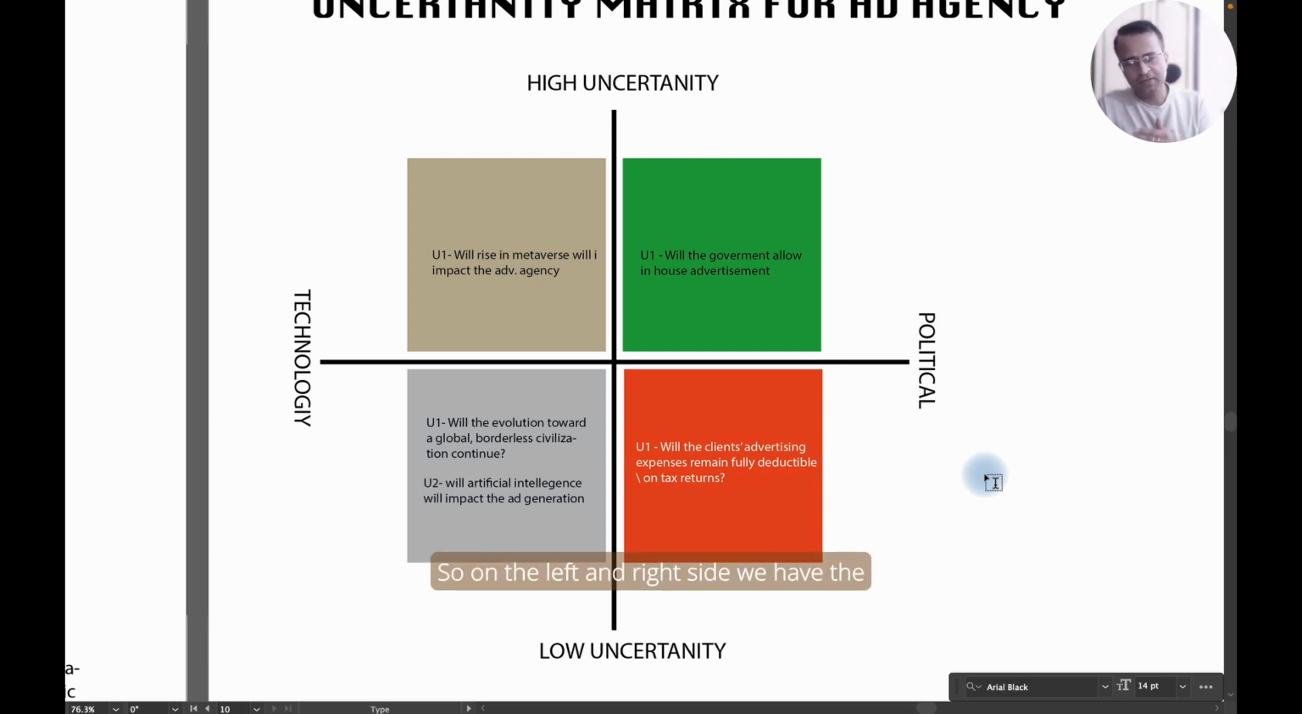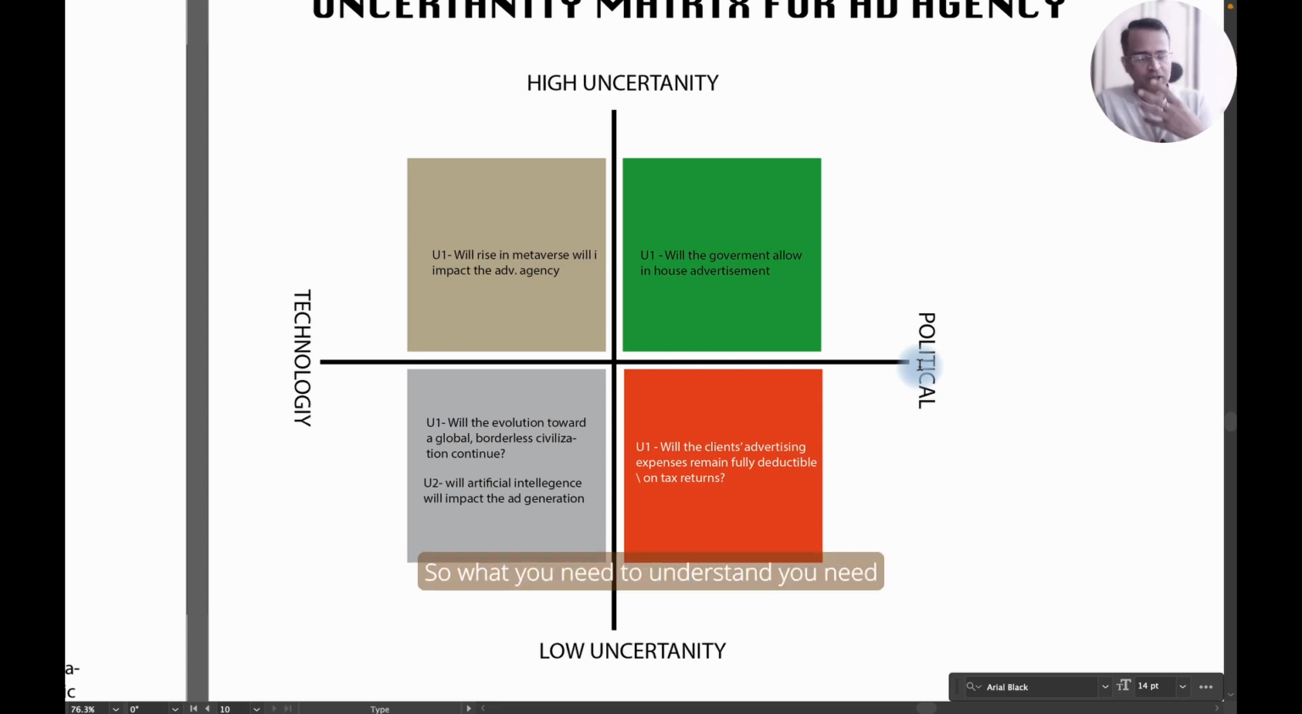On the left and right side, we have the factors that are responsible for the uncertainty, and on top and the bottom we have the level of the uncertainty. For example, on the top we have the high level of uncertainty, and at the bottom we have the low level of uncertainty. So now let's look into this uncertainty matrix for the advertisement agency. As you could see, we have the uncertainty connected to the technology, and on the right side we have the uncertainty connected to the politics.